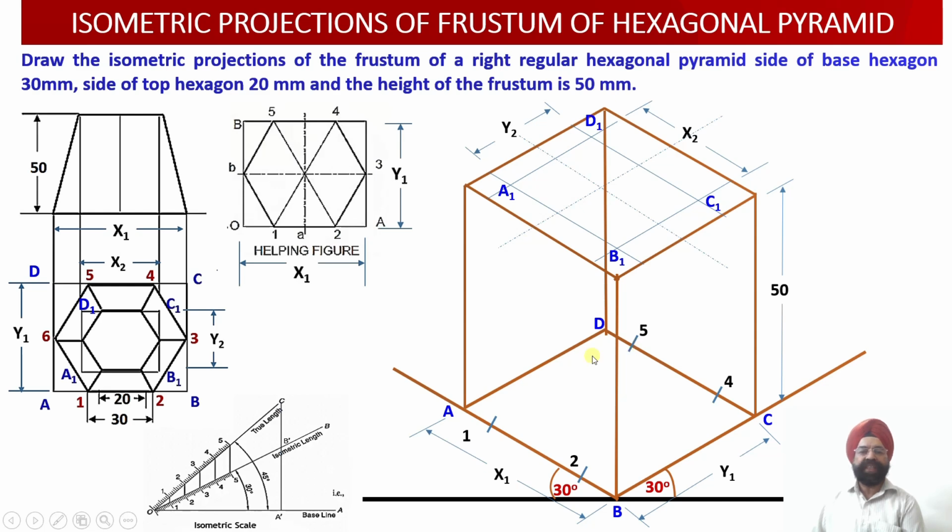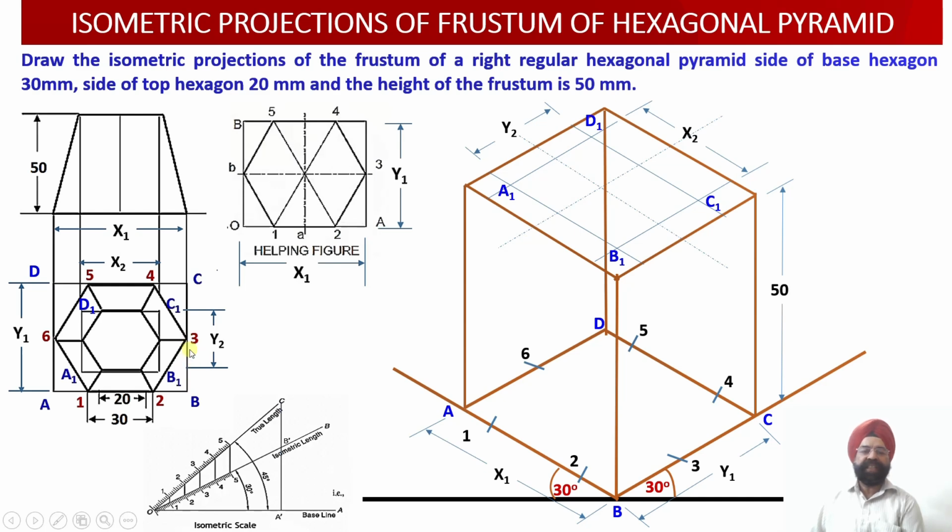So these 4 points have been marked along AB and along CD over here. So 1 and 2 points have been marked along AB, and 4 and 5 points have been marked along CD. Now let us mark the other 2 points. So please check, the other 2 points are B and 3.